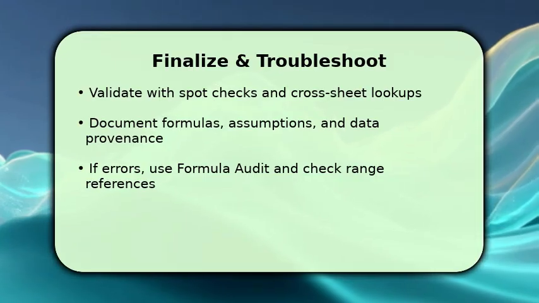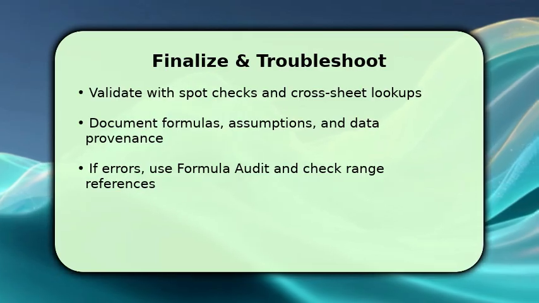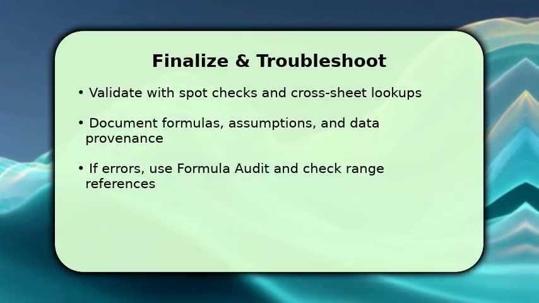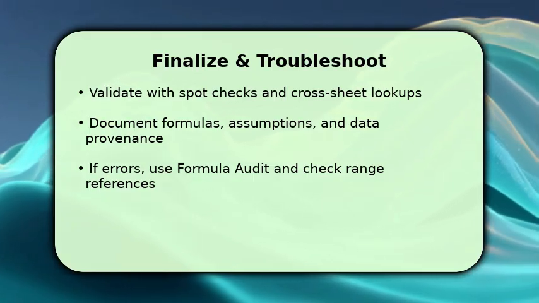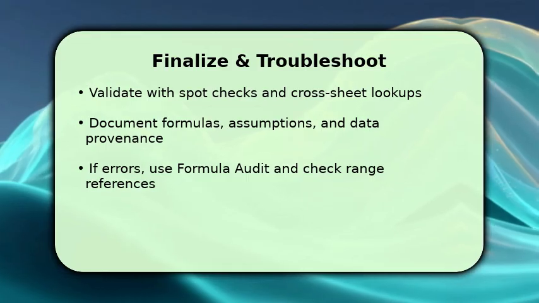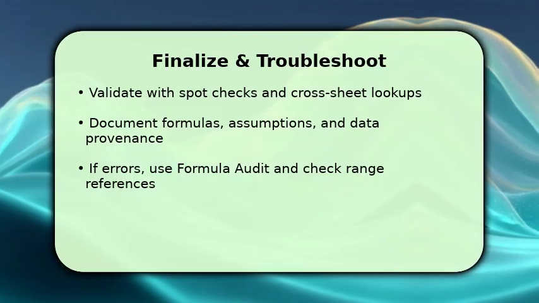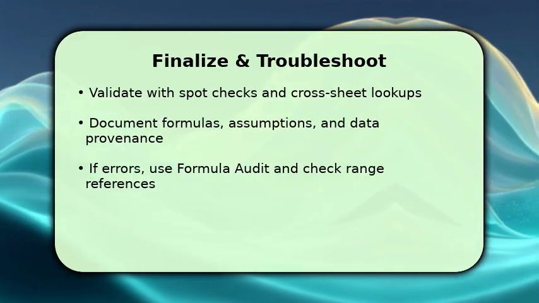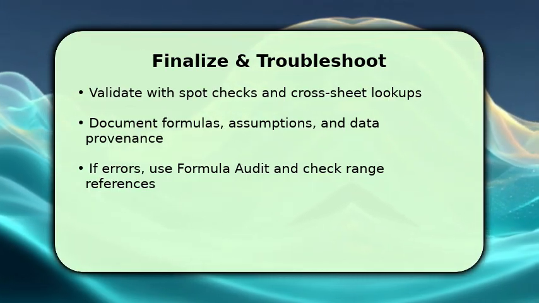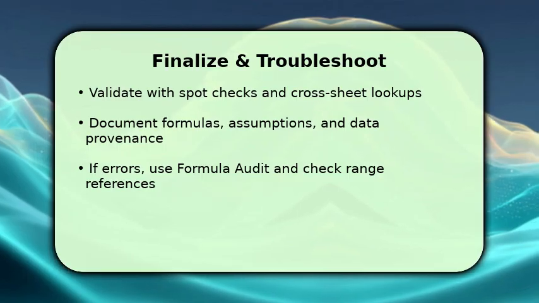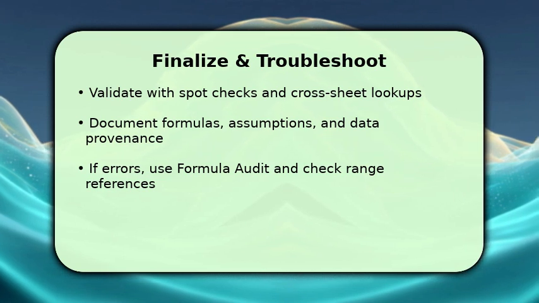Finish by validating results. Sample rows, compare sums to source files, and use VLOOKUP or INDEX MATCH across tabs to confirm joins. Make a summary sheet with final charts and a notes section documenting assumptions and key formulas so others can follow your logic. If something breaks, step through formula audit, evaluate range references and named ranges, and check for hidden rows or leading spaces. If errors persist, revert to your backup copy and reapply steps methodically to isolate the issue.